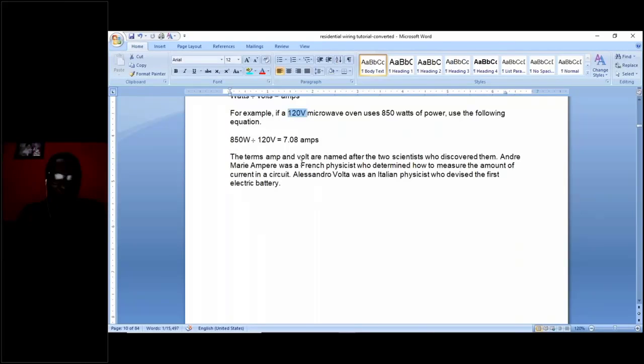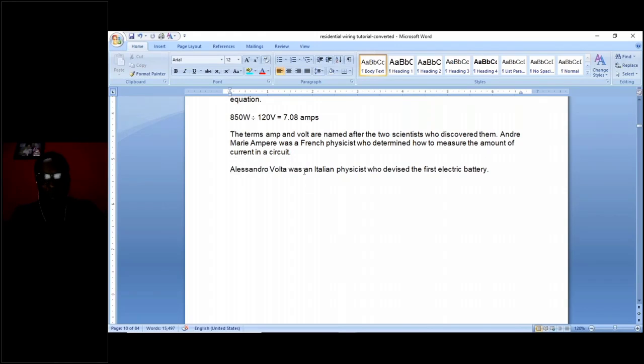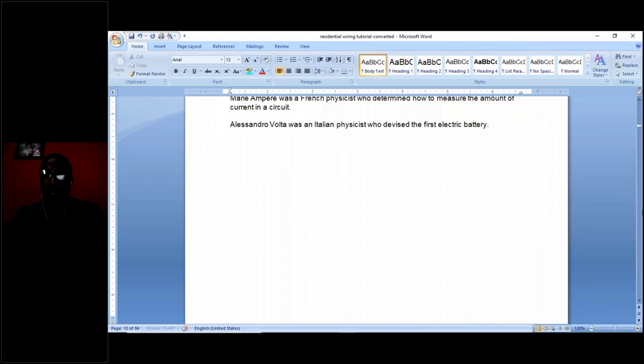The terms amp and volt are named after two scientists who discovered them. The first person is Andre Marie Ampere, a French physicist who determined how to measure the amount of current in a circuit. The next person is Alessandro Volta, an Italian physicist who devised the first electric battery.